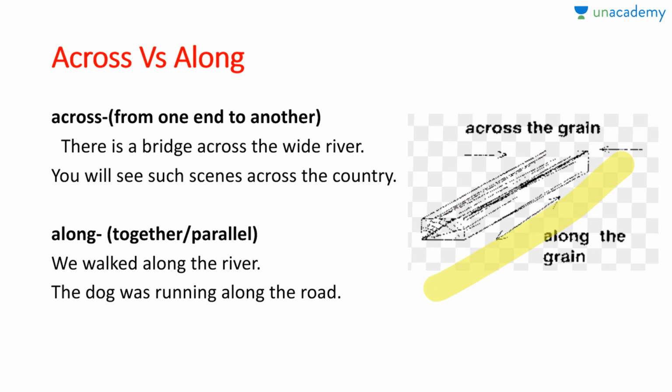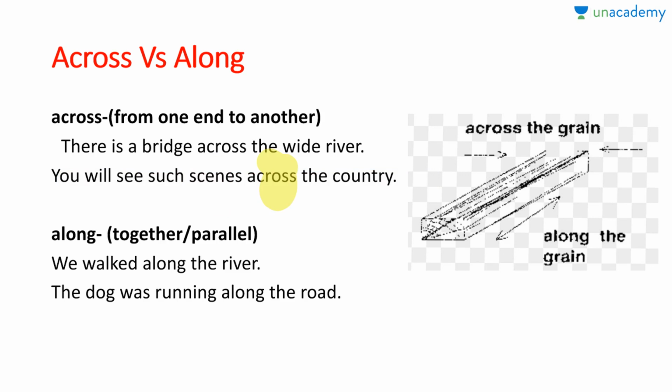Try to understand the things. Let us understand it with examples also. Across: if there is a bridge across the wide river, imagine this whole thing is a river and there is a bridge here so that you can cross the river like this. So this bridge is allowing you to cross the river. Then you will see such scenes across the country. Okay, this is relating to across.